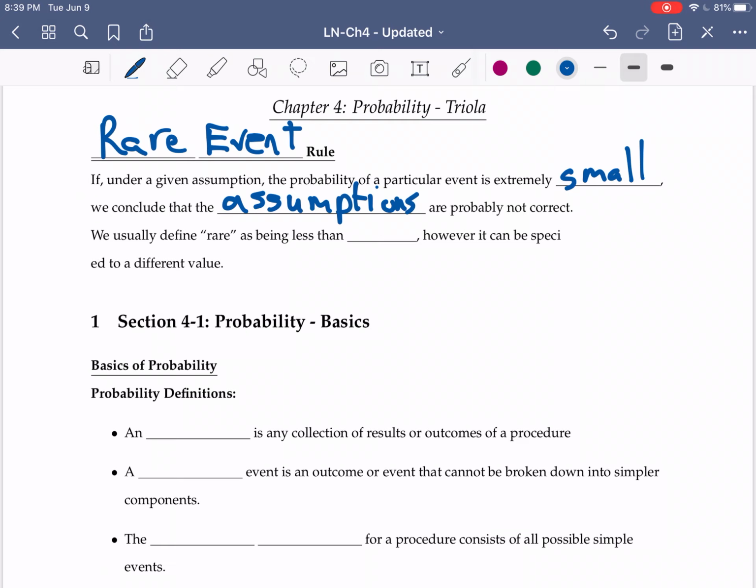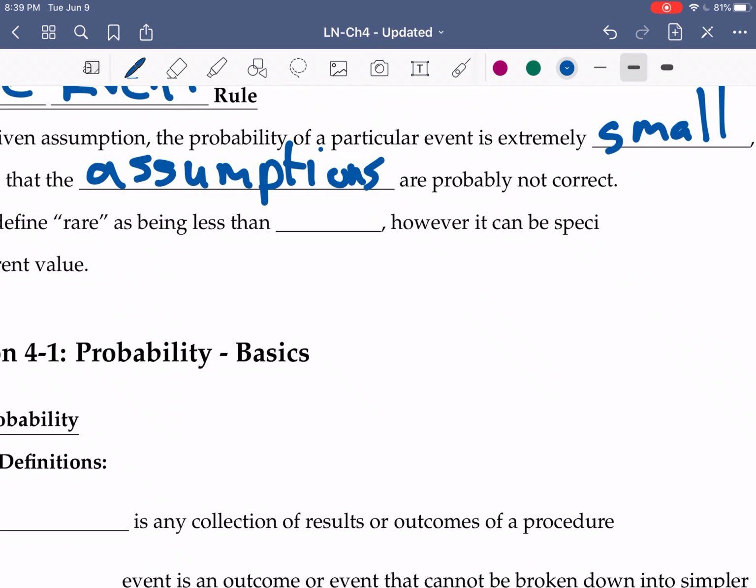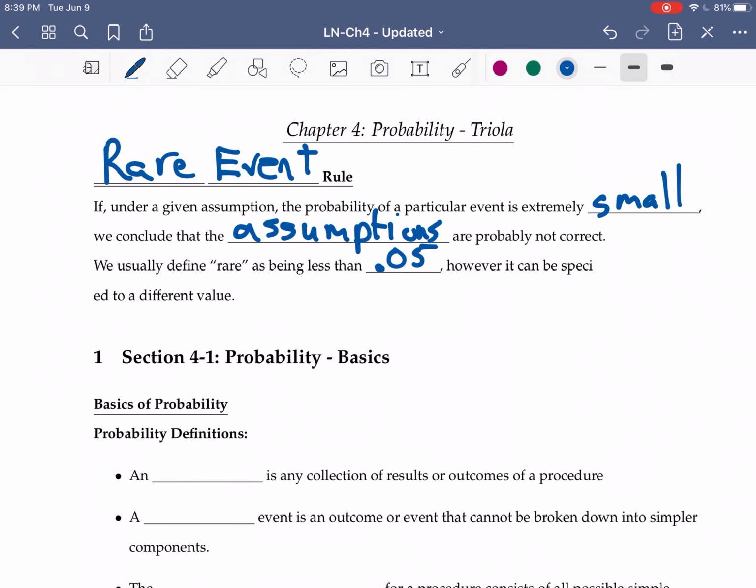We usually define this idea of rare as being less than 0.05. So if something has a probability of less than 5%, then we think of it as being rare. However, it can be specified to a different value.